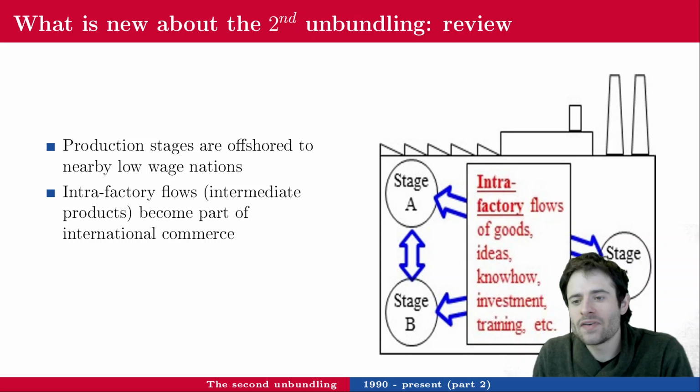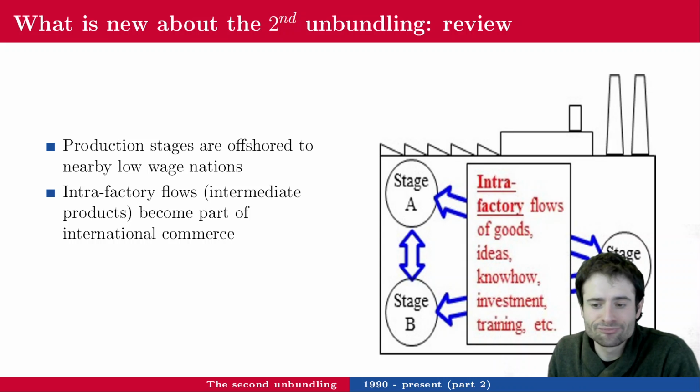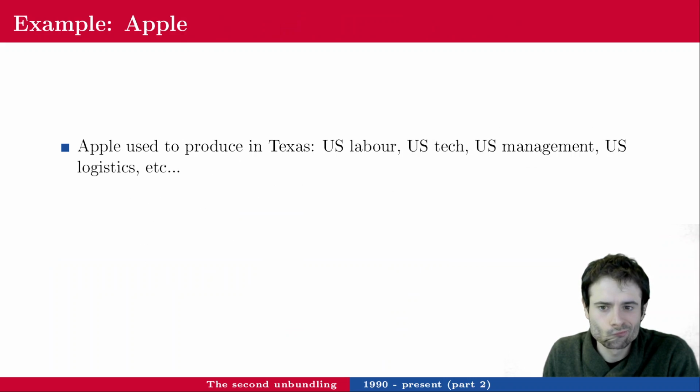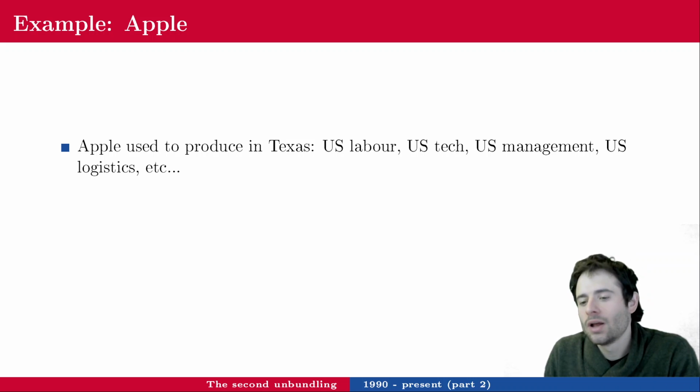So now we have intra-factory flows of goods, ideas, know-how, and so on. Know-how is flowing from rich nations to developing nations. Oh yeah, I mentioned Apple before. Let's talk about them again.